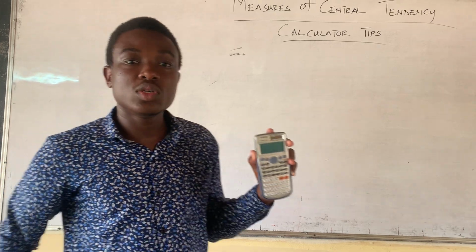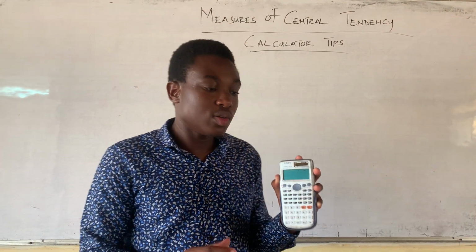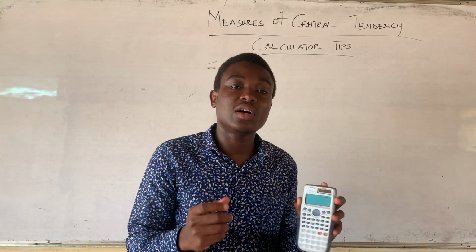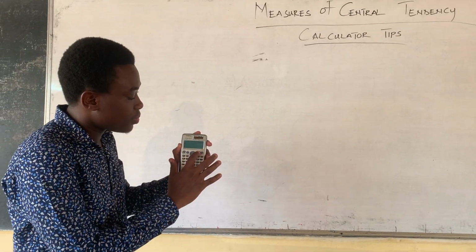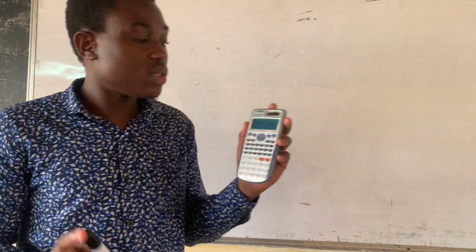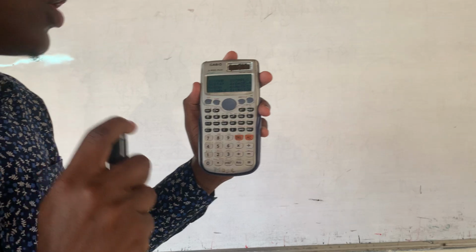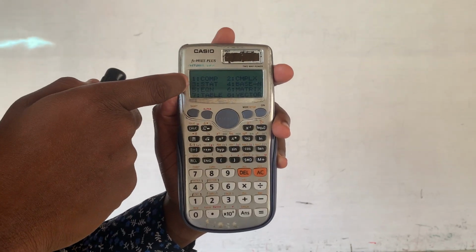Now we have the mode on the calculator, and that's what we are going to be using to look at the function that will give us the measures of central tendency. So to begin with, let's press the mode. Upon pressing mode, there are several options that come up, but we are going to be looking at the third option, which is stat.